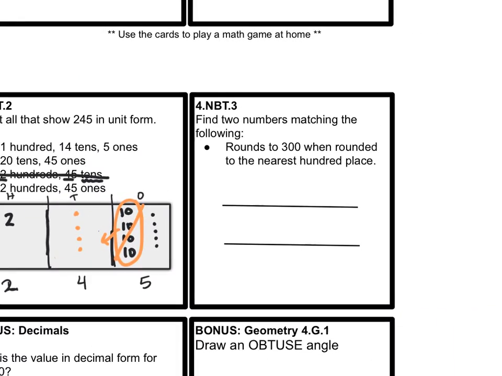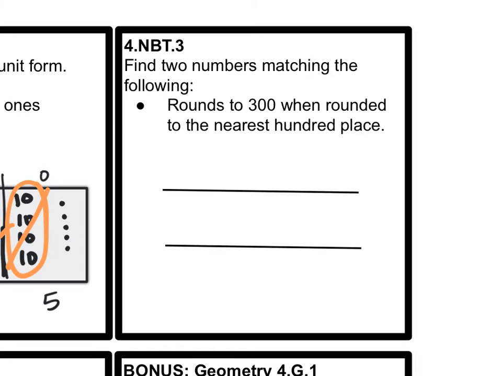For the next problem, find 2 numbers that match the following. Rounds to 300 when rounded to the nearest hundreds place. So any number that you write needs to be rounded to that place value. This is really easy to do if you think about the rules. When we have 5 or more, we're going to up the score. And when we have 4 or less, we have to let it rest.